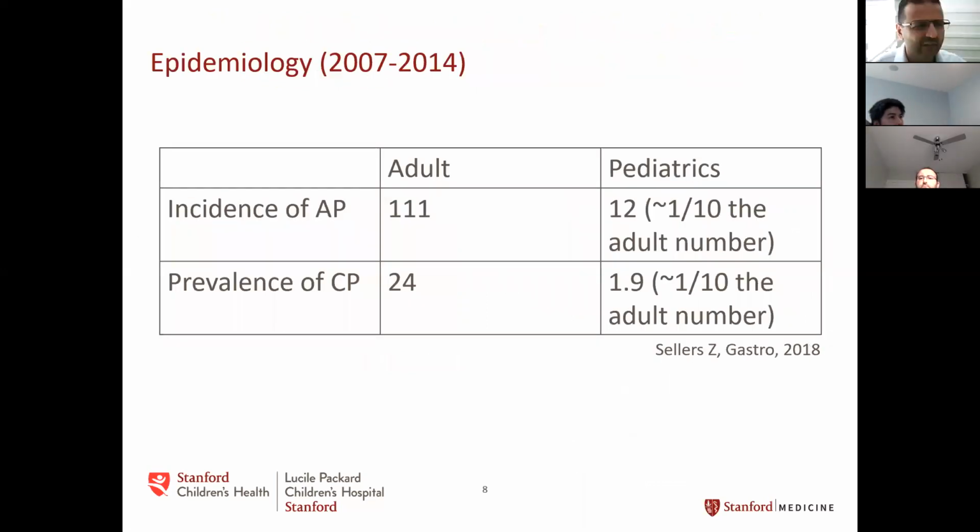It's a good question. About the epidemiology of pancreatitis, these are data from Zach Sellers and senior author K.T. Park, both of whom are at Stanford. They looked at large insurance databases and confirmed what had been shown previously for adults, which is that the incidence is about 111 per 100,000, and the prevalence of chronic pancreatitis is about 24. If you look at children, what they found was roughly one tenth the incidence and prevalence of acute pancreatitis and chronic pancreatitis, respectively.